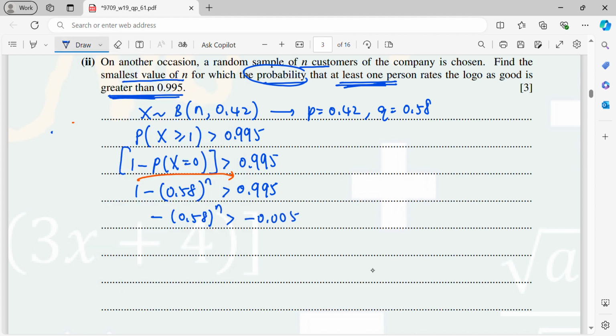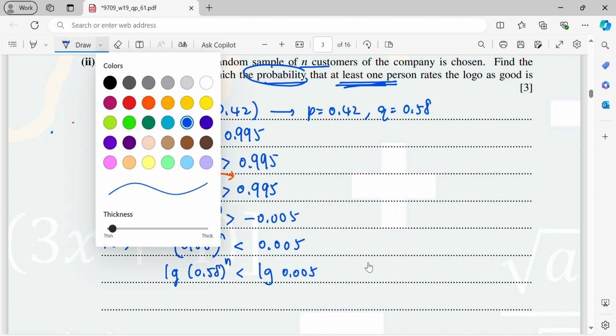Now I can divide the whole inequality by negative 1 to cancel off the negative 1. But remember, when you solve an inequality and you divide or multiply by a negative value, you need to change the inequality sign. That means this becomes 0.58 to the power n is less than 0.005. Now to get n, since n is a power of 0.58, we have to take log both sides. So this lg is basically the log with base 10.